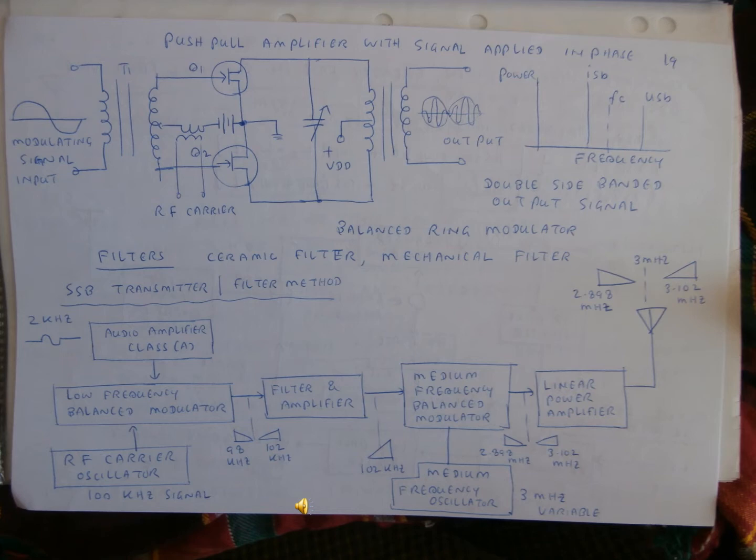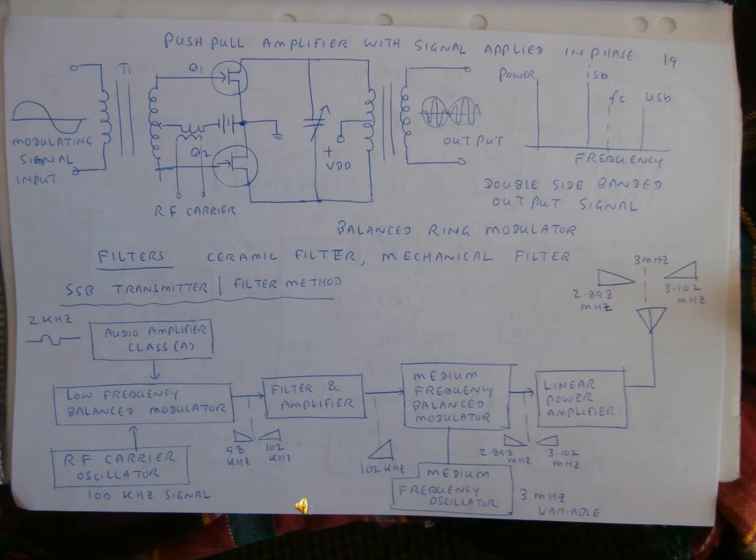So this is the balanced ring modulator. In this case, with the modulators, we also need a filter. The filter removes the unwanted frequency. The filter can be a ceramic filter or a mechanical filter. So the sideband transmitter and filter method, we draw as a block diagram.